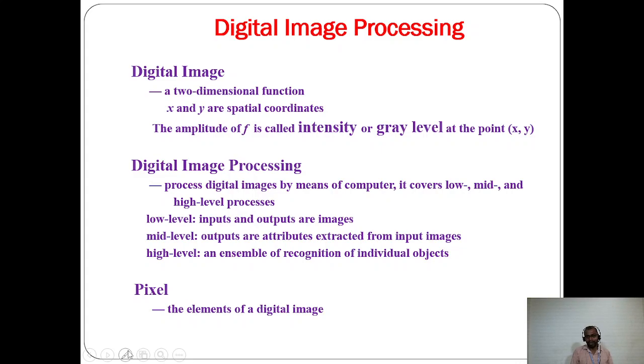A simple definition of an image is that it consists of pixels, a collection or group of pixels. The pixel we can define as the element of the digital image. The pixel is an element of a digital image.